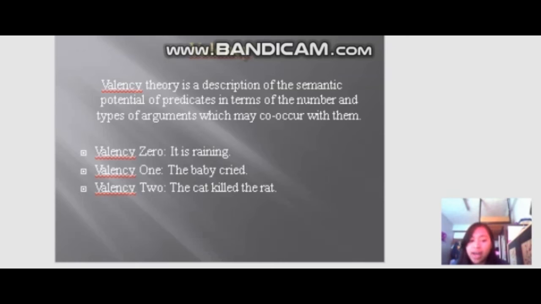Valency 2 actually has four types. First is actor plus action plus affected. Second is action plus affected, or effect. Third is action plus place. And the last is affecting plus affected.